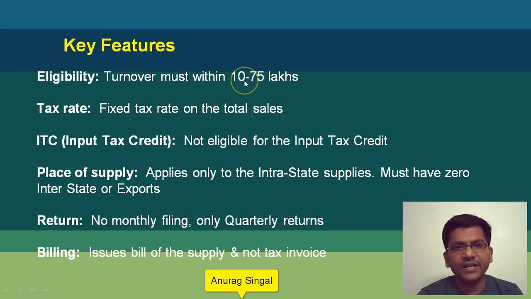In terms of eligibility, your turnover must be more than 10 lakhs and less than 75 lakhs. Your tax rate will be a fixed tax rate on your total sales. As far as input tax credit is concerned, you will not get any input tax credit whatsoever. Your place of supply can only be within the same state. Must have zero interstate sales or exports. The moment you have any interstate sale or exports, you are not eligible for the composition scheme. There is no monthly return, only quarterly returns, and billing issues a bill of supply and not the tax invoice.